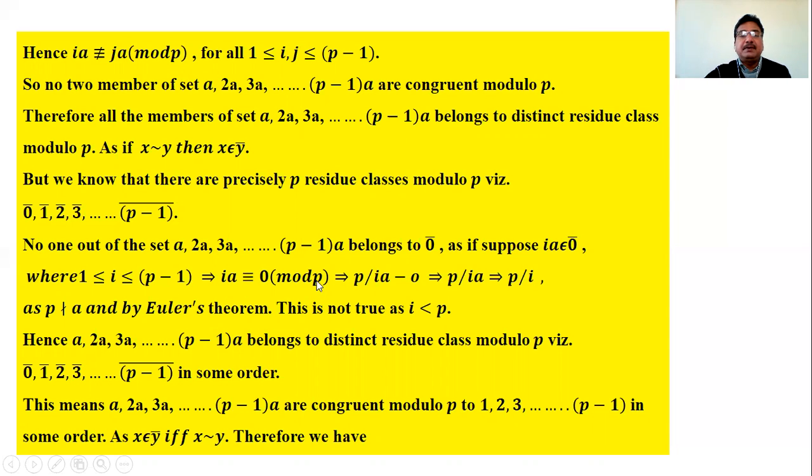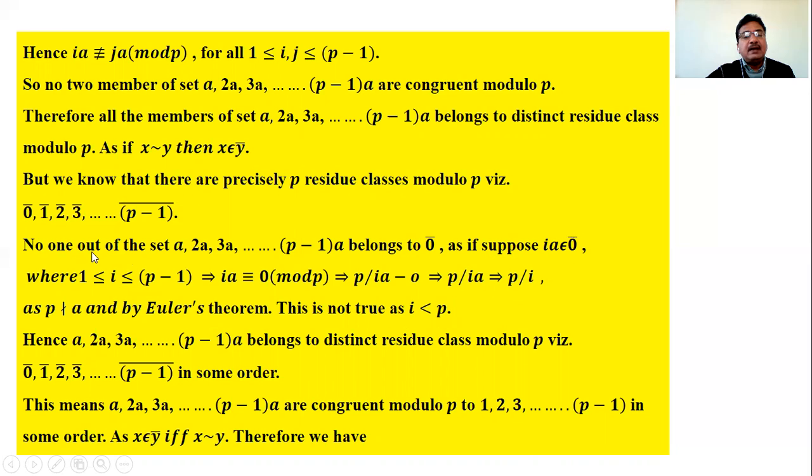By using the definition of congruence relation, A is congruent to B modulo N if and only if N divides A minus B. That is, P divides IA minus 0, that is, P divides IA. Since P does not divide A by Euclid's lemma, P divides I. And this is not true, as I is strictly less than P. So P does not divide I, unless I is 0, but I is not 0, since I runs from 1 to P minus 1. And so this is a contradiction. Therefore, this IA does not belong to 0 bar.